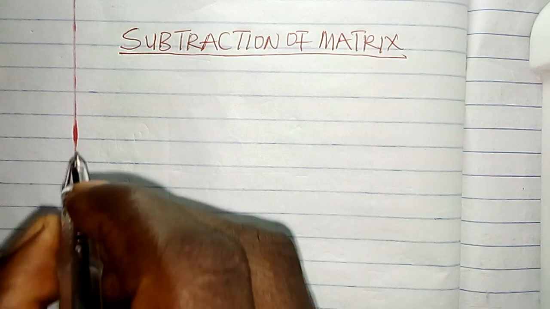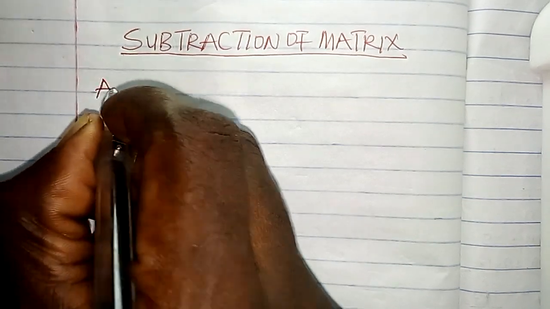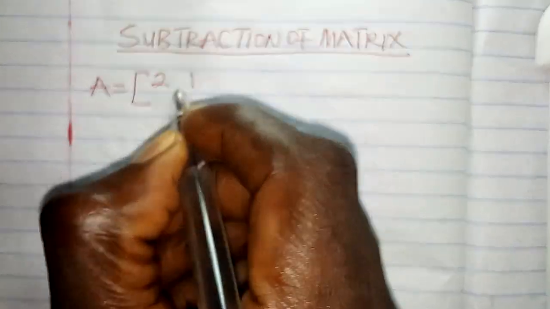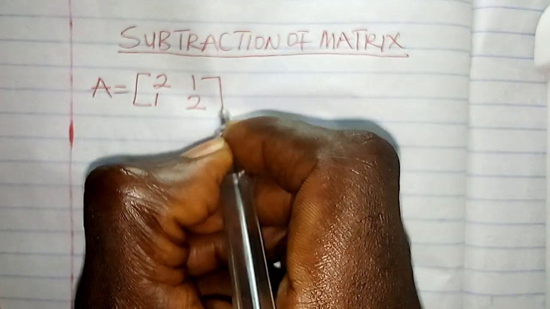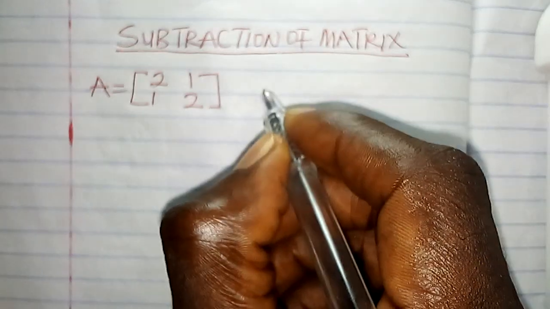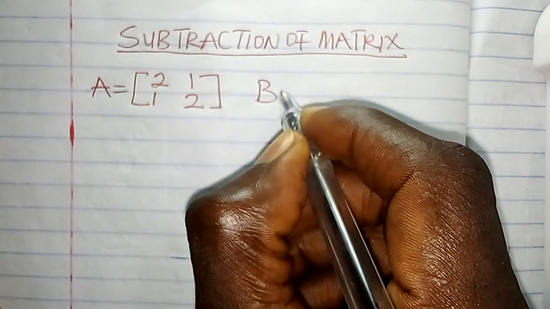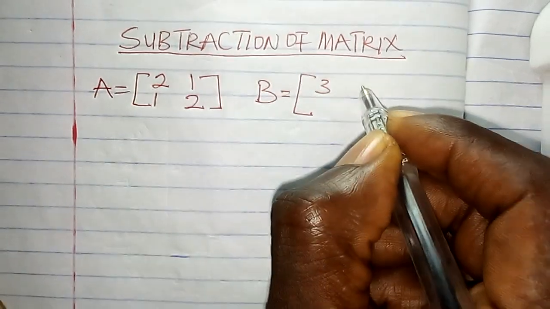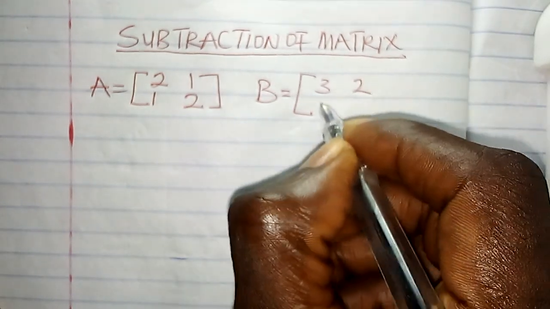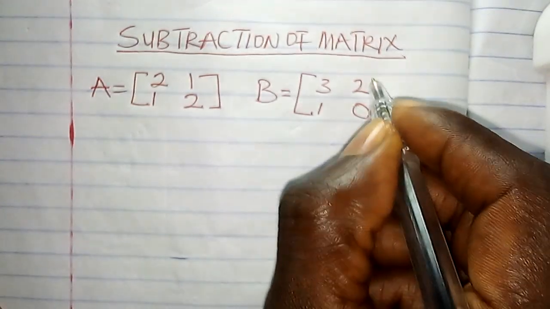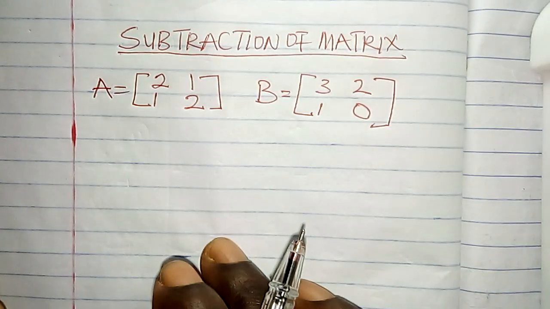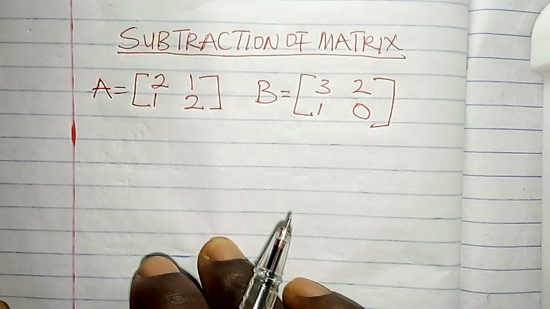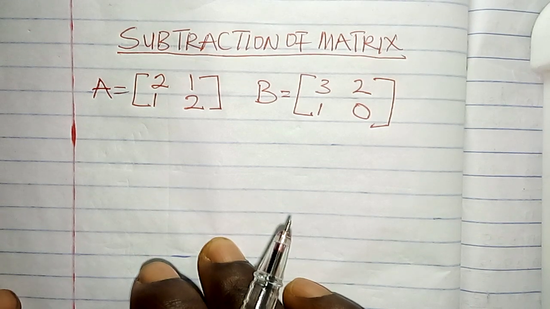For example, if we have matrix A to be equal to a 2 by 2 matrix, that is 2 row and 2 column, and we have matrix B to be equal to 3, 2, 1 and 0. Now these are the two matrices. You can see that their sizes are equal. 2 row, 2 column each, that is a square matrix.